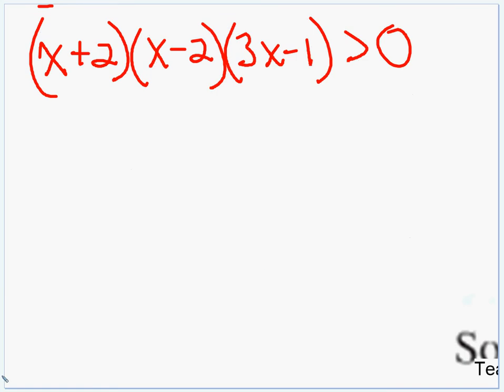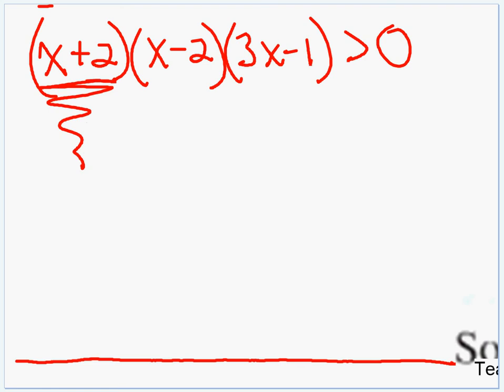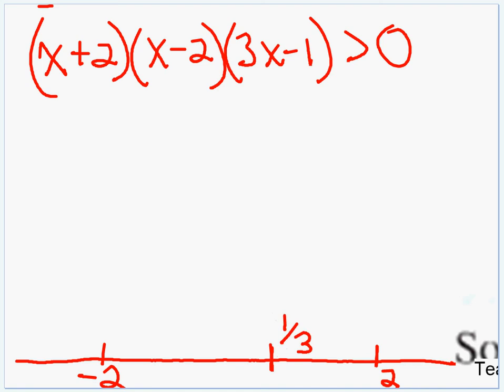Now, if we set each of those equal to 0, we'll get our key numbers. And I guess I can do my number line down here, squeeze it in. So the first one, if we set this one equal to 0, we get x is negative 2. Set the one in the middle equal to 0, and you get x is positive 2. And for this one, we would add 1, divide by 3. That's positive 1/3.